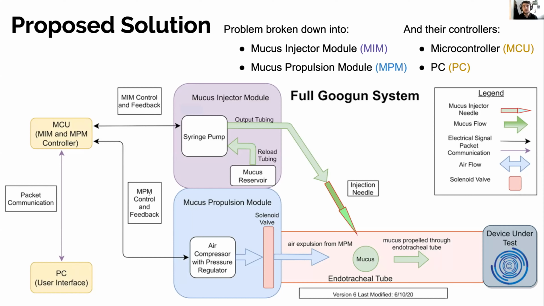The mucus injector module injects controlled volumes of artificial mucus into the endotracheal tube using a stepper motor controlled syringe pump. This simulates the secretion of mucus by a patient. The mucus propulsion module propels this injected mucus towards the device being tested. This is done by using an electronically controlled valve to expel controlled volumes of air from a regulated pressure tank. This simulates the propulsion of mucus up the endotracheal tube via coughing. Moving forward, we will expand on these modules, beginning with the mucus injector module.